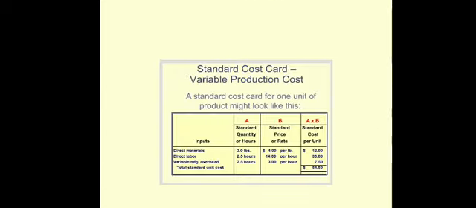Okay, this is the thing that I have shown you earlier. When you set a standard cost for your product, you use a document called standard cost card. In this document, you have to show the detail about the standard cost, the material cost, the labor cost, and the overhead cost.